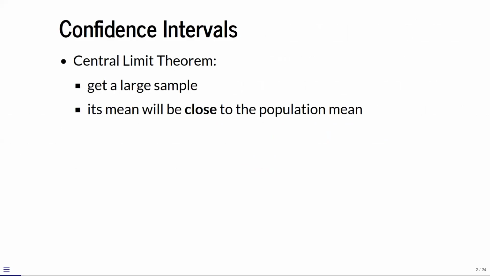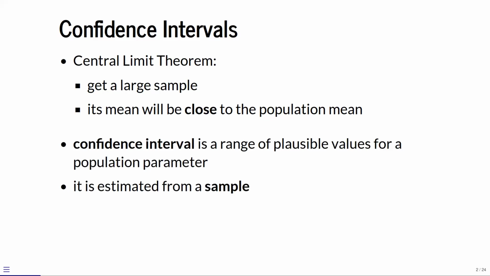At a very high and informal level, the central limit theorem tells us that if we take a large enough sample from a population, then the sample mean will be close to the population mean. In this lecture, we will talk about confidence intervals, which use this insight from the central limit theorem to estimate a range of plausible values for a population parameter using a sample.